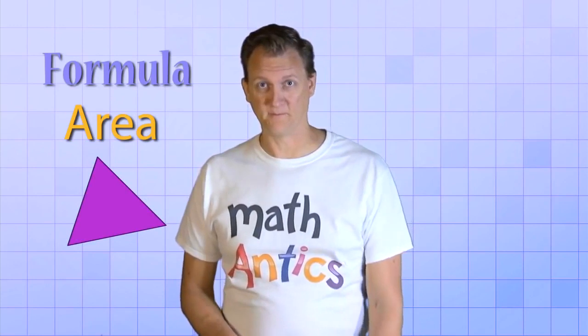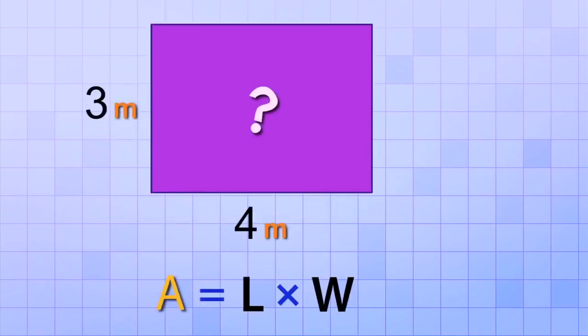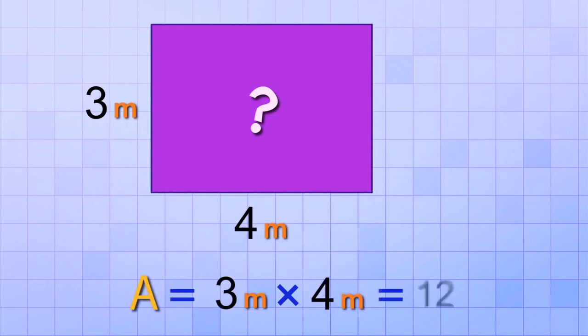Okay, now that you know how to find the area of any square or rectangle using our formula, we're going to learn the formula for finding the area of any triangle. But to do that, we're going to start with a rectangle again. The dimensions of this rectangle are 3 meters by 4 meters. So, what's its area? Well, using our formula, we know that the area would be 3 meters times 4 meters, which is 12 meters squared.